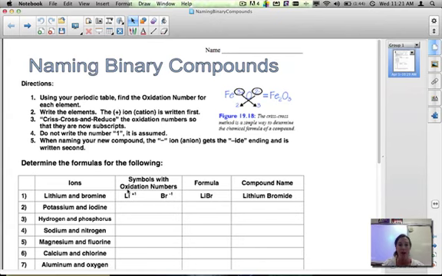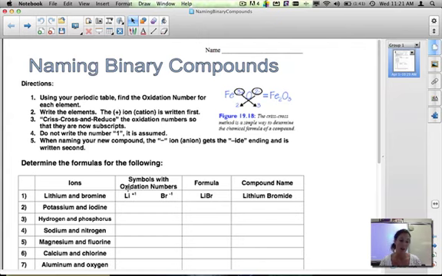Looking at the 2 elements in example 1, we have lithium and bromine. Lithium is positive 1, bromine is negative 1. You were supposed to have written down the charges that we gave you in class. If we look in the column of 1A, lithium is found in 1A, it has a positive 1 charge. Bromine is found in 7A, it has a negative 1 charge.